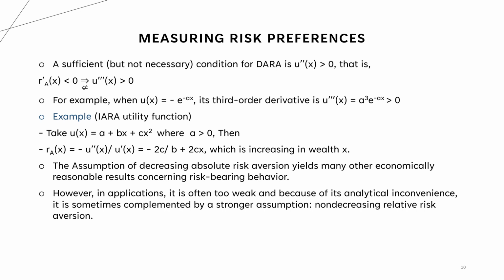Finally, we'll look at an example of increasing absolute risk aversion, which is the IARA. Here we use a utility function with a quadratic term to show how risk aversion increases with wealth. The more wealth a person has, the more they will require to take on the same level of risk. This concept is crucial when evaluating how people react to uncertainty depending on their wealth levels.